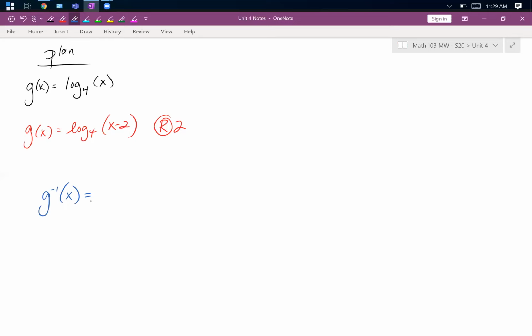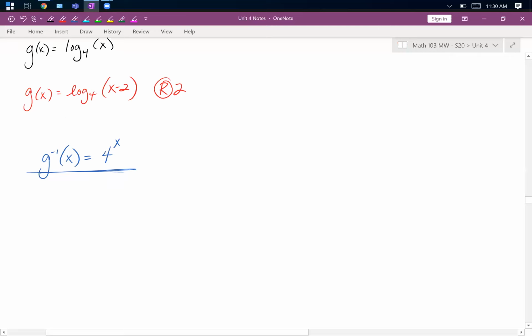All we should have is a number raised to the x power for an exponential function. 4 to the power of something equals x. It's just going to be 4 to the x. Remember that our exponential base and your logarithmic base are always the same number. A parent logarithmic function is just log base x. A parent exponential function is always just your base number raised to the x.